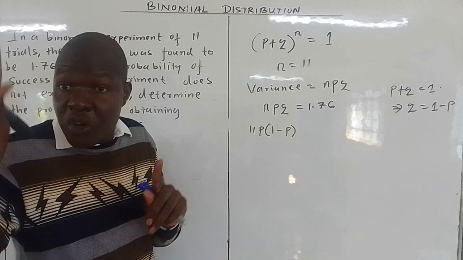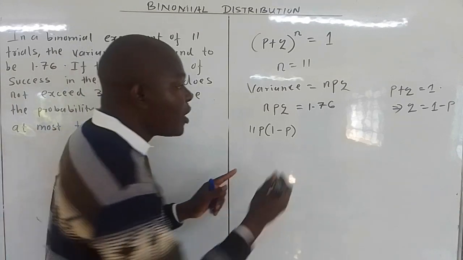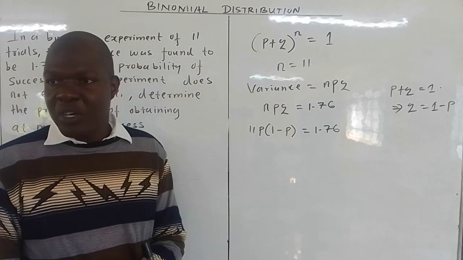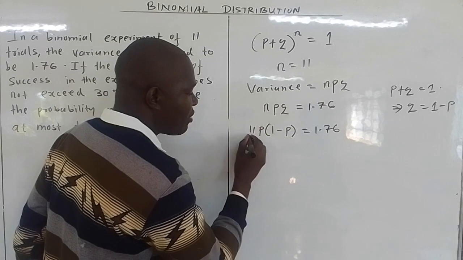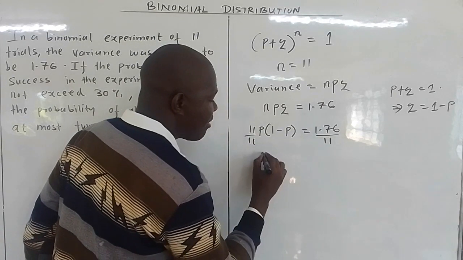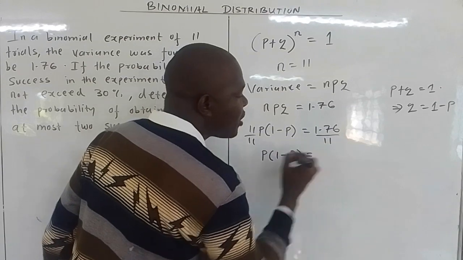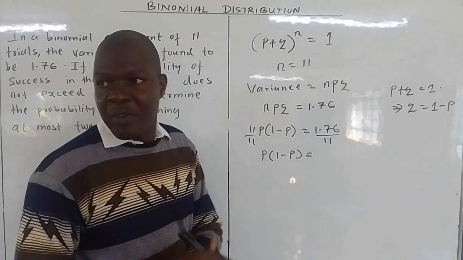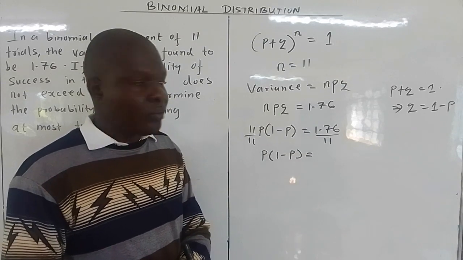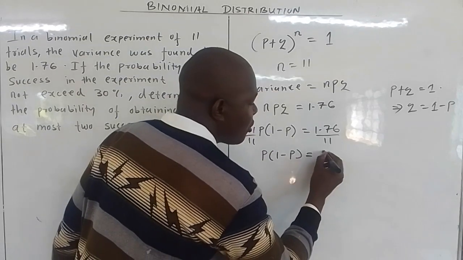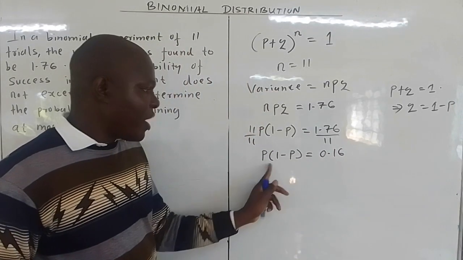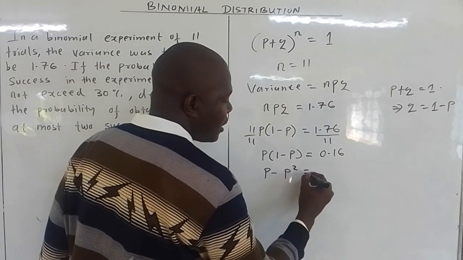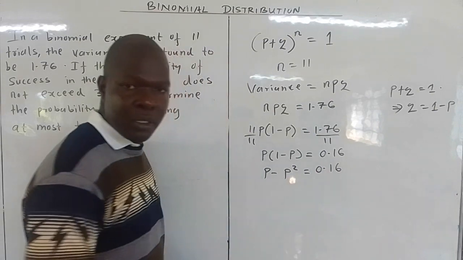See, it is easier to solve the equation when we have only one variable. It's to be equal to 1.76. So can you divide both sides by 11 to make it simpler? If we divide both sides by 11, we have p times (1 minus p) equal to 1.76 divided by 11, which is divisible. What do you have? 0.16. So open this bracket, p times 1 is p, p times p is p squared, equal to 0.16.